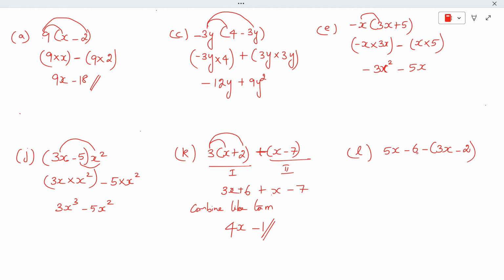L: 5x minus 6 minus (3x minus 2). First I have to evaluate the bracket. The minus sign is kept outside the bracket, so this will reverse the sign of the terms of this expression, isn't it? So this will become minus 3x, minus times minus is plus 2. Now combine the like terms together. 5x minus 3x, if you want, you can rearrange it before simplifying. So 5x minus 3x is 2x, minus 6 plus 2 will be minus 4. So your answer is 2x minus 4.